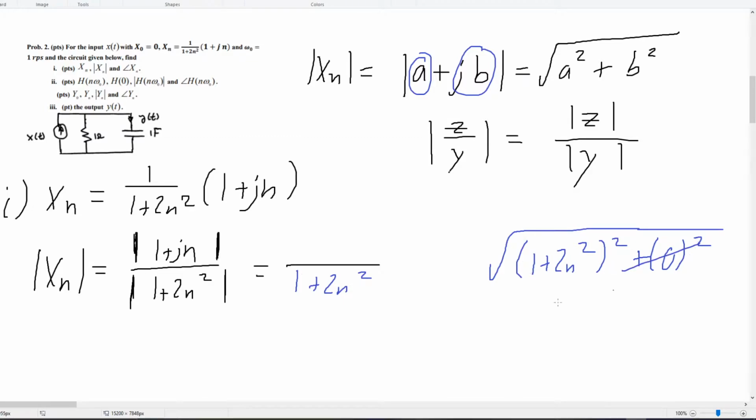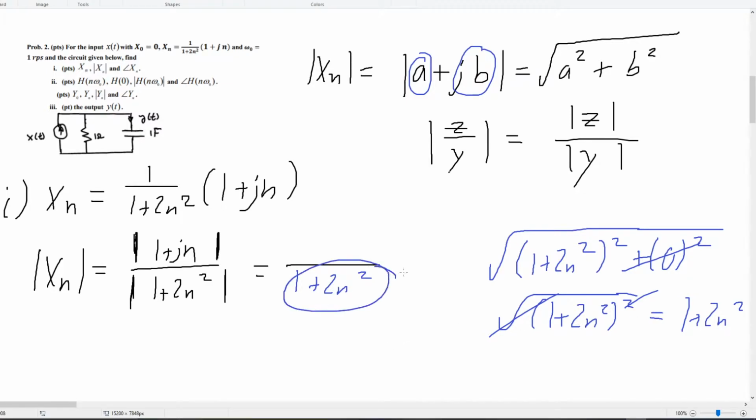If I do that, then this would be crossed out. You get this 1 plus 2n squared. After you do that, the square root and the square will cancel, so this will ultimately be 1 plus 2n squared. And that's the general reason as to why, if you only have real numbers, if you take the absolute value of it, it'll just come out to be the same thing. So that's that. Now for the top part, I'm going to do it right on the bottom over here.